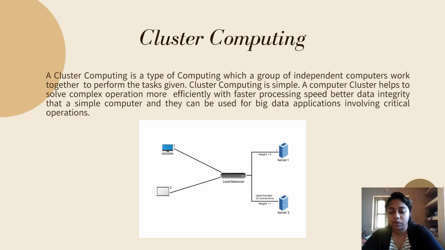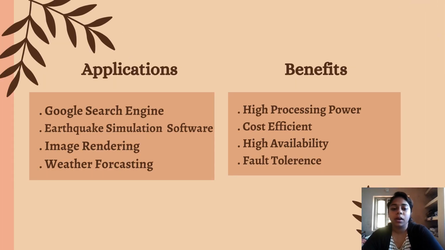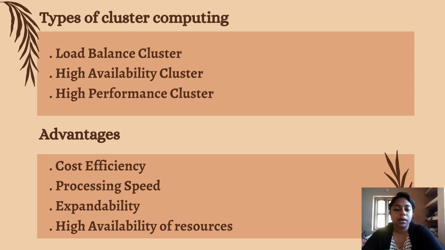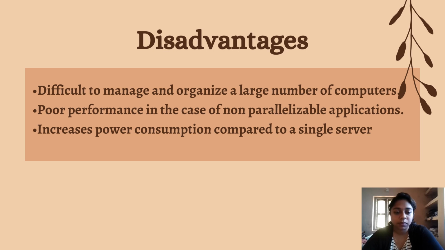This is the picture representation, the diagram. Google search engine, weather forecasting, image rendering and simulation software are some of the applications of this computing. High processing power, cost efficiency, high availability, and fault tolerance are some of the benefits. There are three types of cluster computing: load balancing cluster, high availability cluster, and high performance cluster.